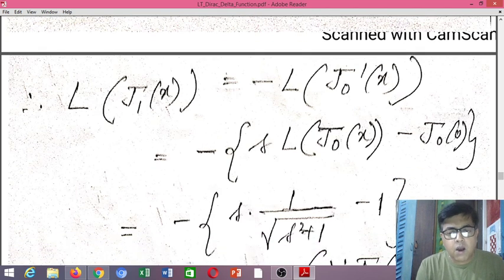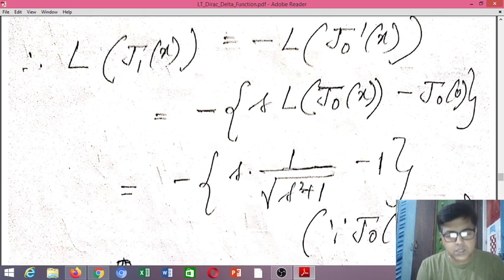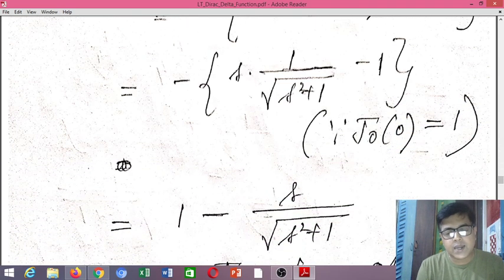Now L of J0(x) has just now been obtained. We just obtained it to be equal to 1 by square root of s squared plus 1. So it will be s into 1 by square root of s squared plus 1, minus 1. Why? Because J0(0) is 1. That's a known result from the Bessel's function chapter. So we have used this result over here. Then we'll observe this minus sign and finally get a result like this.